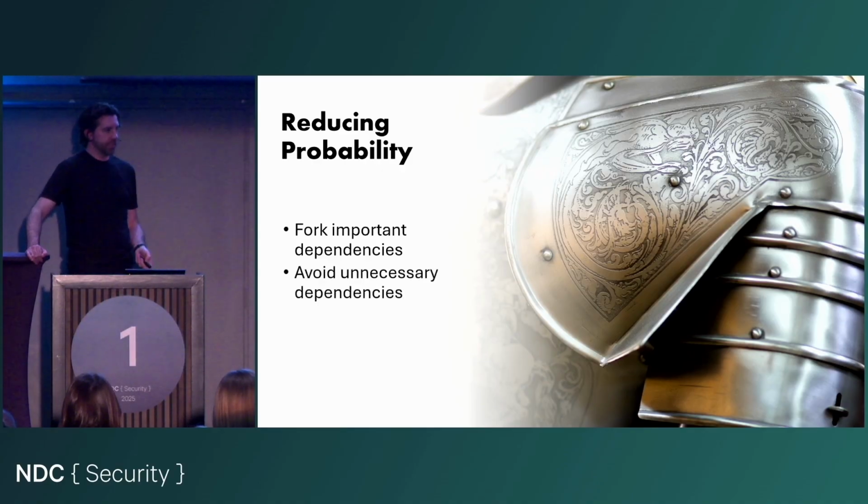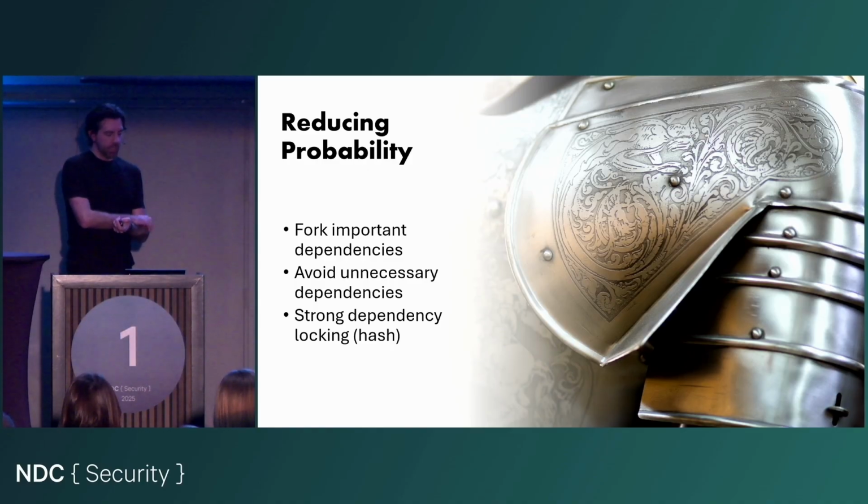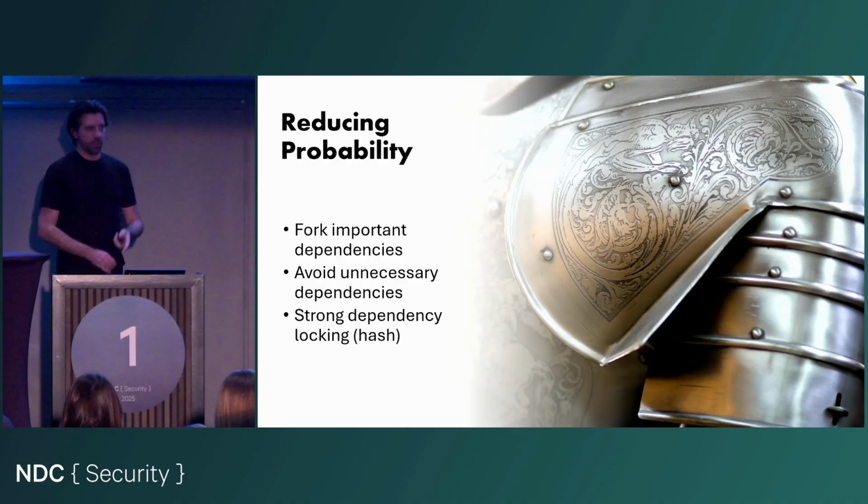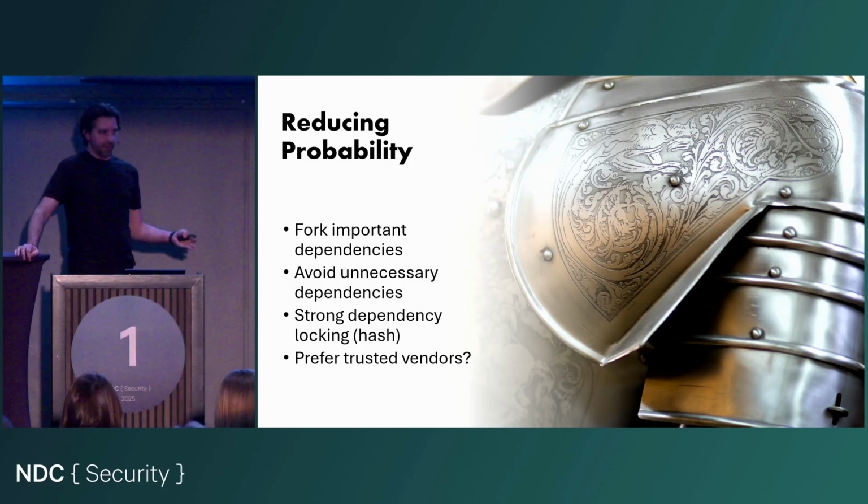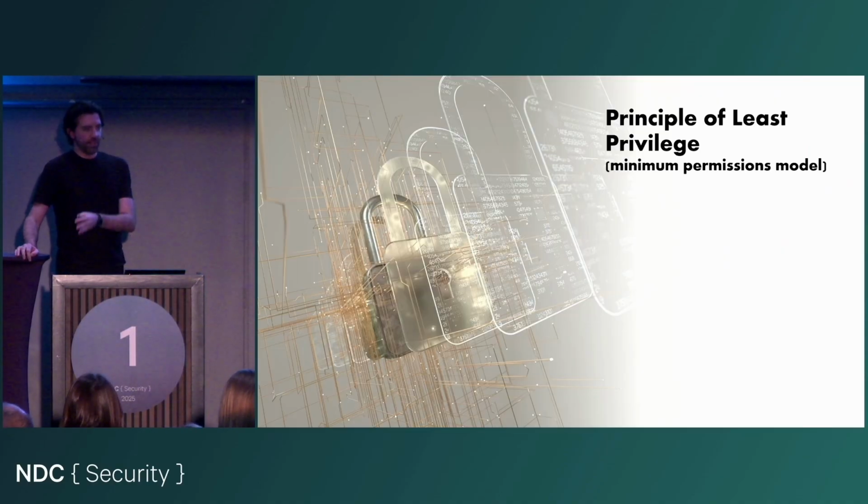You can avoid dependencies altogether if you don't need them. In many cases, there's a lot of old code that has old dependencies in there that is no longer used. And strong dependency locking is key. Some languages have this built in for everything, which is great. Terraform has it for providers, but does not have a locking file for modules. And that is actually published on their website. We will lock providers, but not modules. No explanation why. And then you can prefer trusted vendors, but as we showed, closed source products are just as vulnerable to supply chain attacks, so that's not really going to save you. That one's questionable.